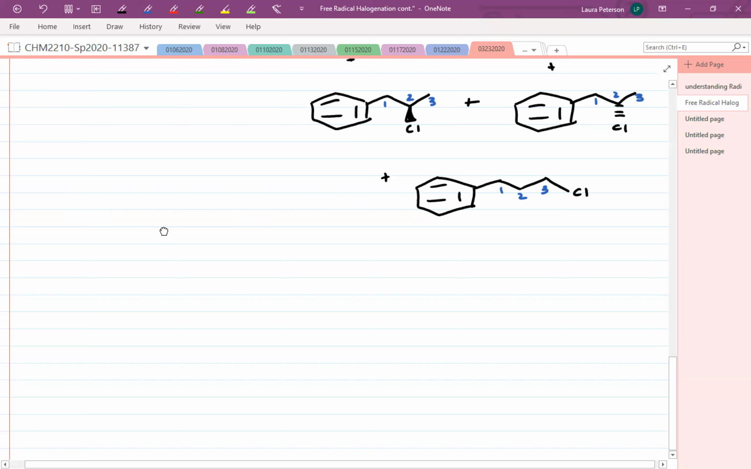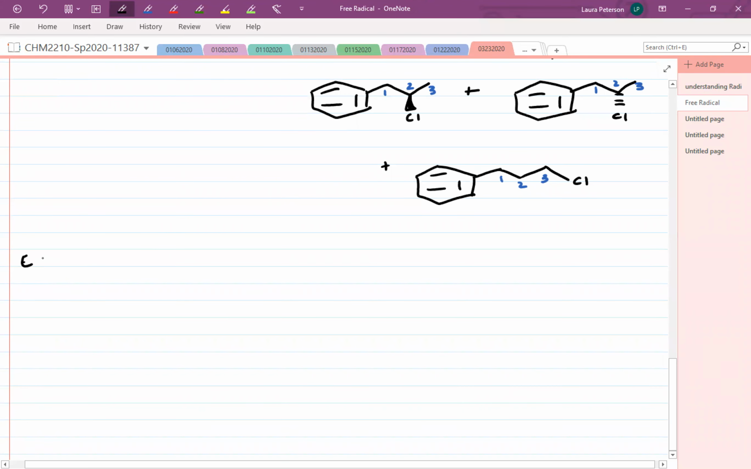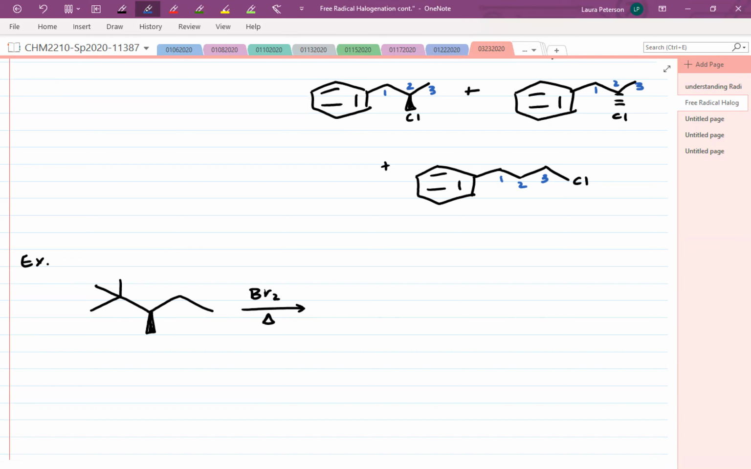All right, and one last example to talk about something related to stereochemistry. Let's look at this. I'm going to look at this molecule and I want to do bromination. Remember we can use heat or light to initiate this reaction. First, looking at this molecule, we have 5 carbons in our longest carbon chain, but we also have these methyl groups off of carbon 2 and the methyl group off of carbon 3.